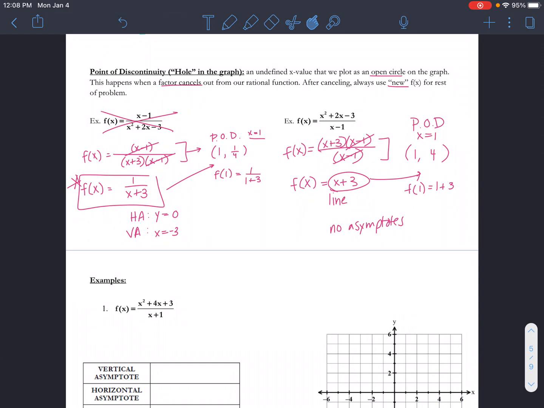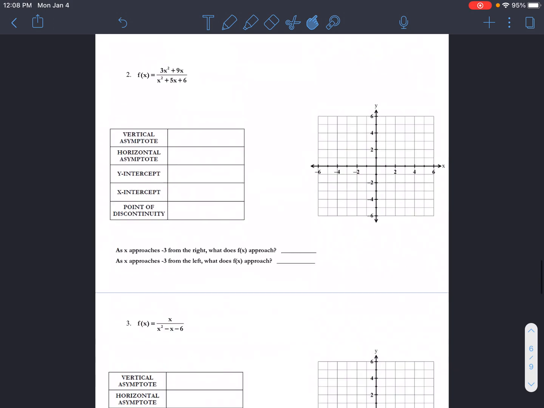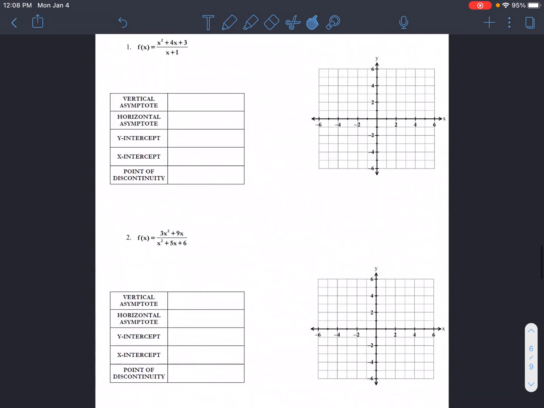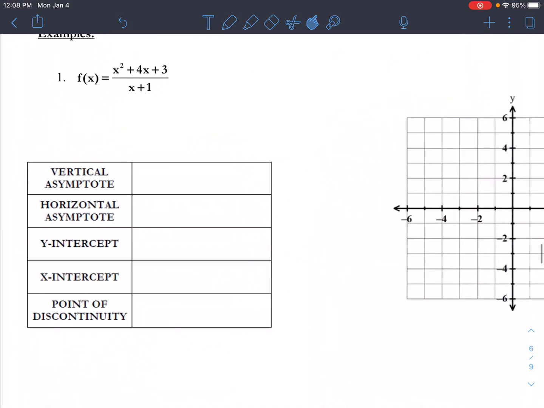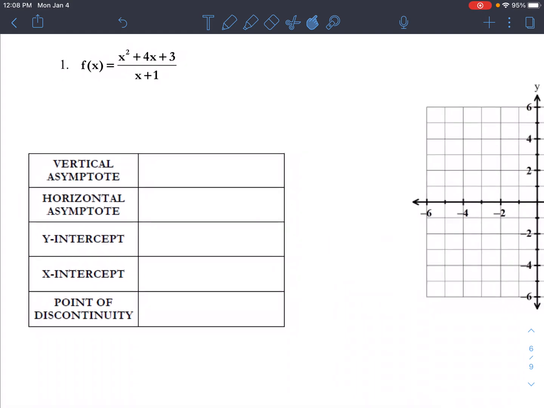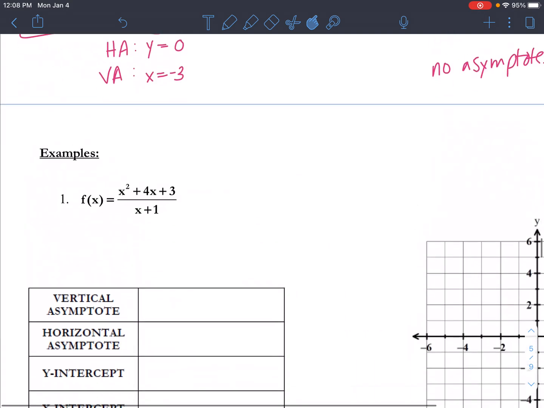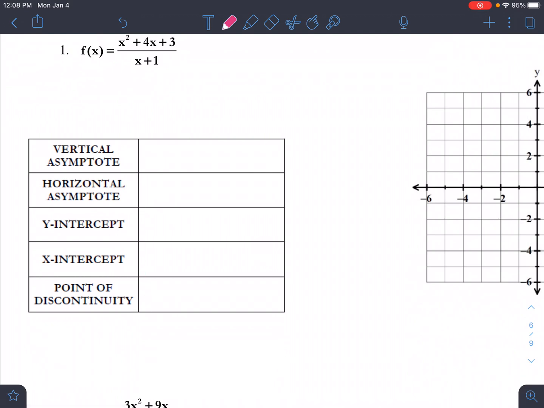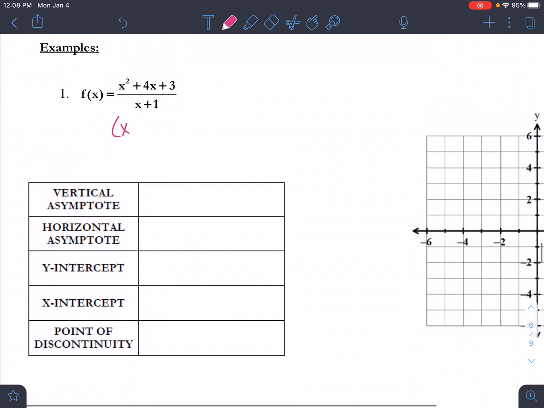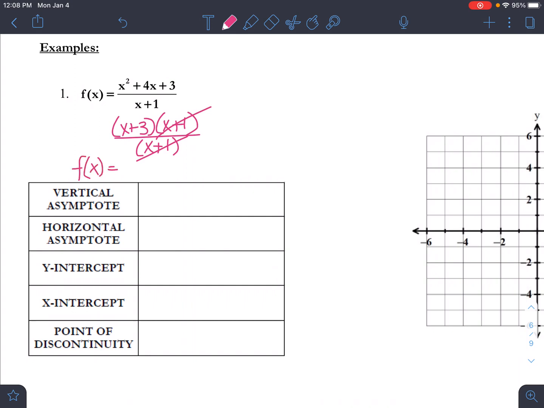Remember, as we learn new things in this chapter, it's not that every single graph is going to have a point of discontinuity. It's just something we could see as we go. So take a look at, we've got 4 examples here. We're going to try 2 together. And that first one, x squared plus 4x plus 3 over x plus 1. Again, before you attempt any of this, you want to first try to factor. So this is x plus 3, x plus 1 over x plus 1. Hey, look, it cancels. What do I have left? I just have that x plus 3.